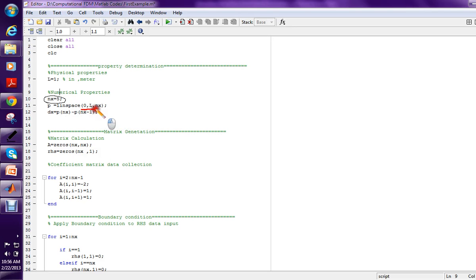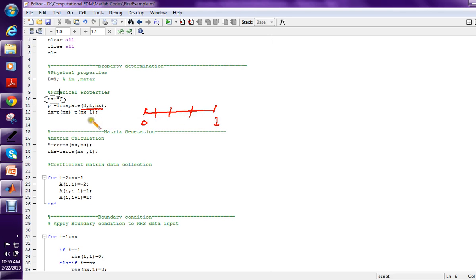So how many numbers in nx? Say for example, this is 0, L equal to 1, and we want this domain to be divided into 5 equal segments, say this 1 2 3 4 5. We do not have equal space ourselves, but this function will do exactly this.